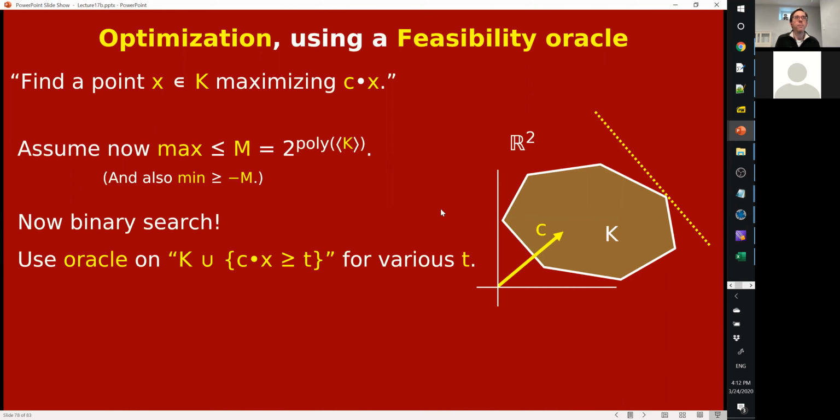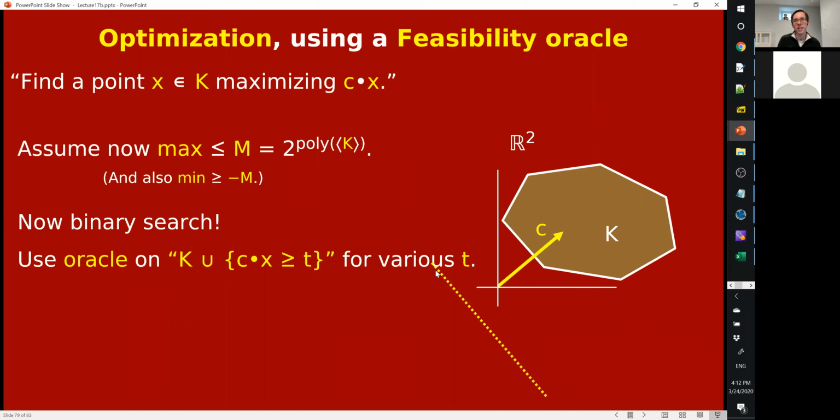So we can use our oracle on K together with a single inequality of the form c dot x is at least t for various values of t. So we can start t at the big capital M, and we can also try it at the really small minus M, and we can start halving, right? So we'll use the oracle to ask, hey, can you get a point in K that's beyond this half space, c dot x equals t?